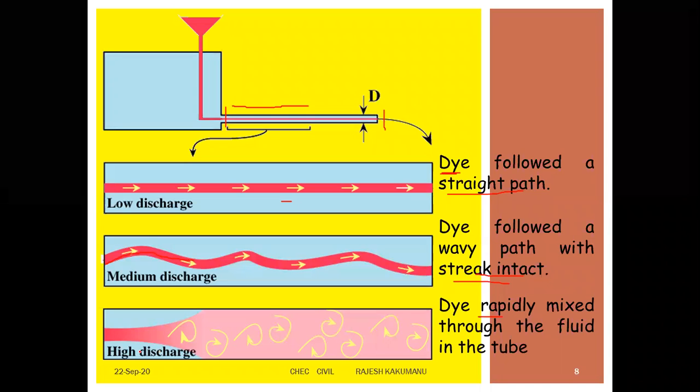Whenever you are having a high discharge, the dye is rapidly mixed through the fluid in the tube. So whenever you are having a high discharge, what happened is, in the pipe, the dye is mixing with the water, making some whirlings and going inside the diameter of the pipe and coming outside. So these 3 changes, what happens in low discharge, what happens in medium discharge, what happens in high discharge, that is shown in this figure.